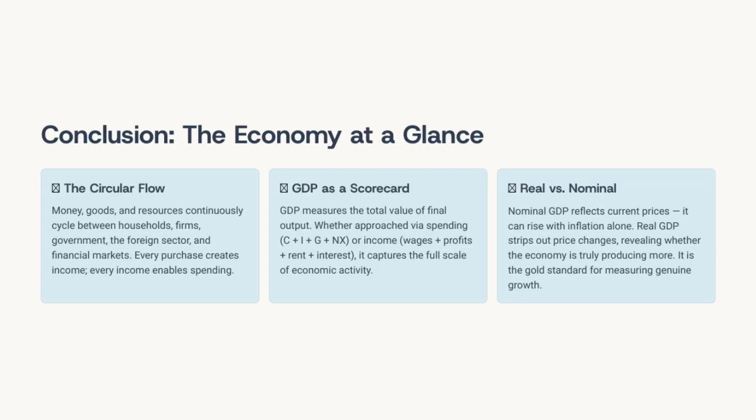Let's break down the key points here. First, nominal GDP reflects current prices, which means it can go up just because prices are rising, even if there's no real increase in the amount of goods and services produced. That's why we use real GDP. It adjusts for those price changes, giving us a clearer picture of whether the economy is actually producing more over time. You can think of real GDP as the gold standard for measuring genuine growth.